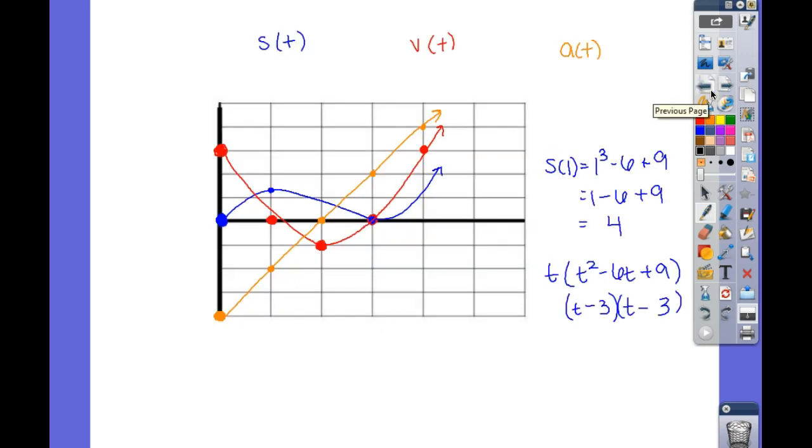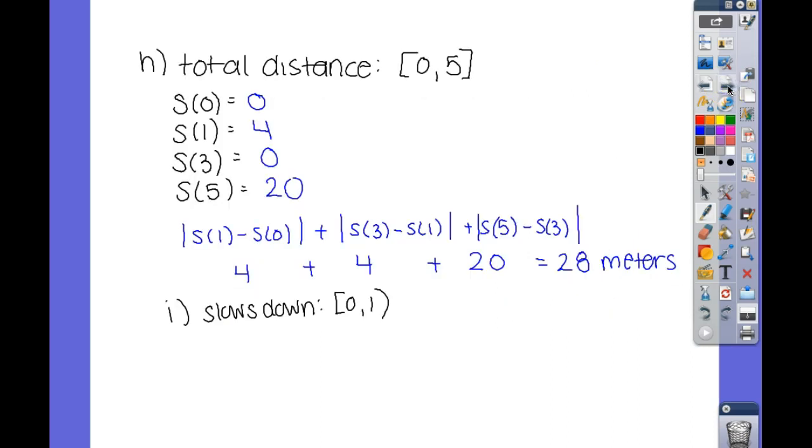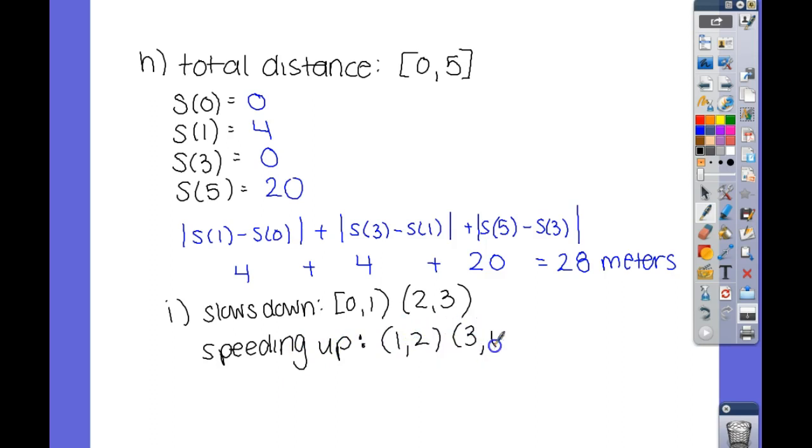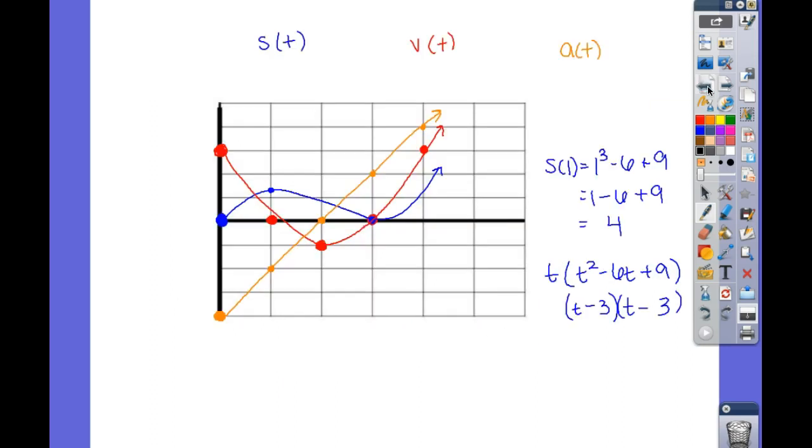Acceleration becomes positive from 2 on. However, velocity is still negative from 2 to 3. Therefore, these are on opposite sides of the x-axis. Therefore, it's slowing down from 2 to 3. Speeding up are when they are on the same side. So that's from 1 to 2 and 3 to infinity. So again, you can see that graphically. From 1 to 2, both are down here. From 3 and on, both are above.